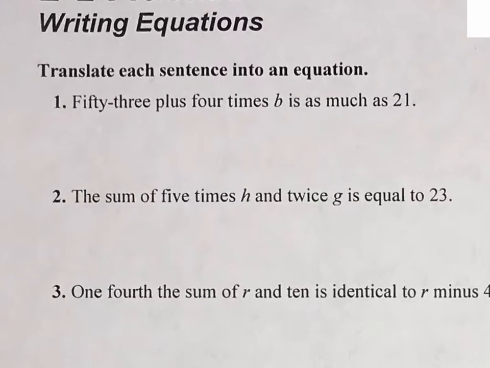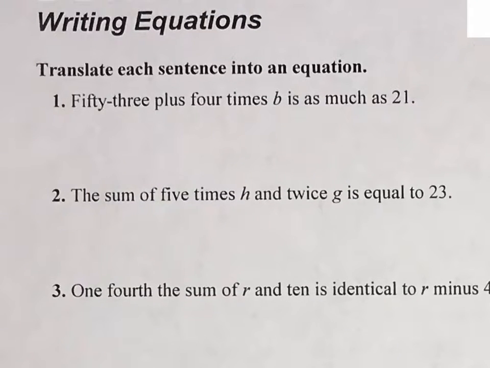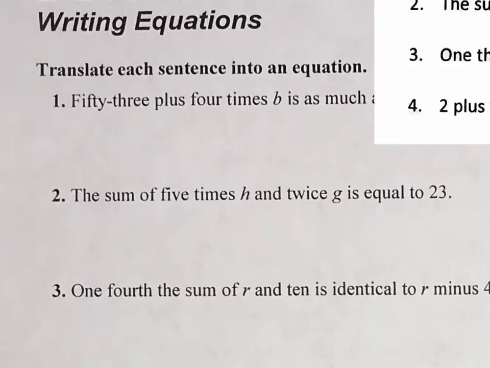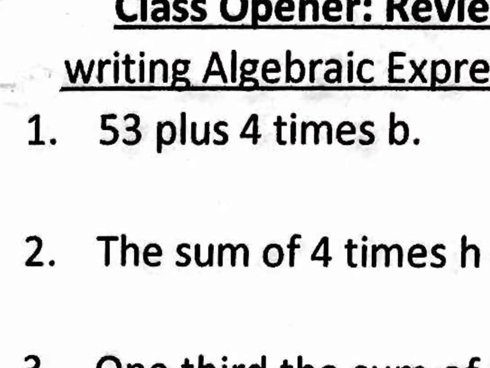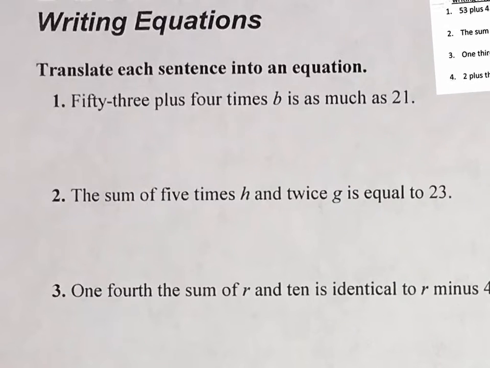So question 1 on the homework says, 53 plus 4 times B is as much as 21. If that sounds familiar, it is, because if you look at the class opener again, we already did number 1. It said 53 plus 4 times B. That's exactly what it says right here. The only difference is that we're going to add to it.